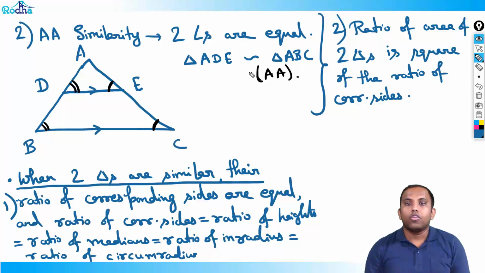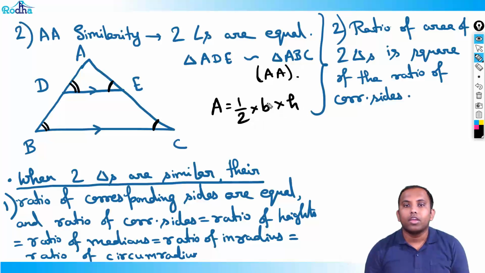Now you can easily see why the second point occurs. I'll explain why the second point occurs. It is because area is equal to half into base into height. So once you take the area of two similar triangles, it is half into base into height.